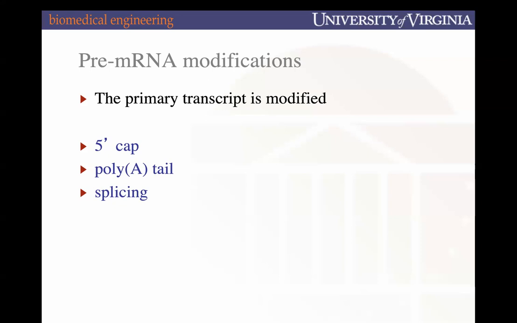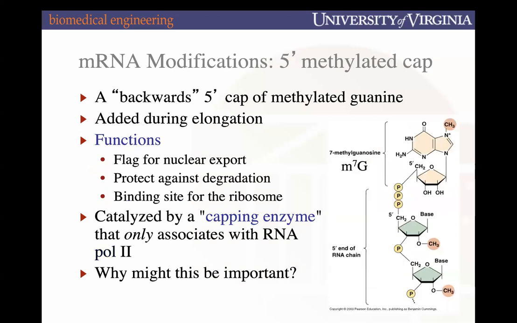There's a 5' cap, there's a poly-A tail, and the last thing we're going to discuss is splicing events, which you may have already talked about a little in the lecture that I missed. But we're first going to talk about the 5' cap. Just to remind you where we're at, we have our pre-mRNA, an mRNA strand that has been produced from transcription, and it's going to be modified now. So there's this cap that's added on, this backwards 5' cap. That's a methylated guanine. It's a 7-methylguanosine.